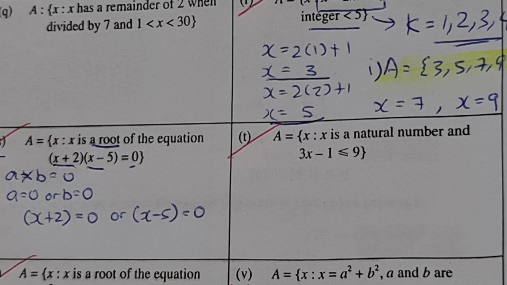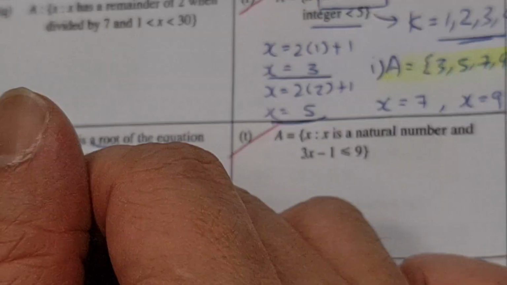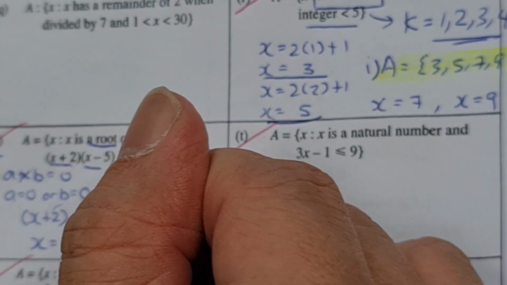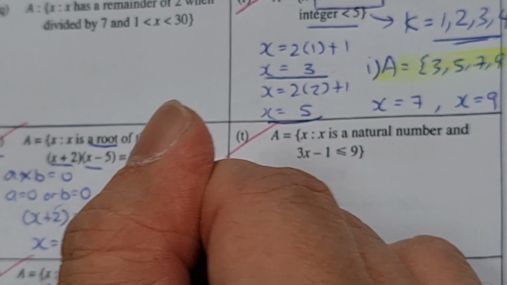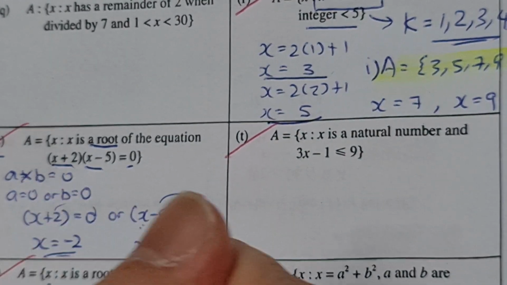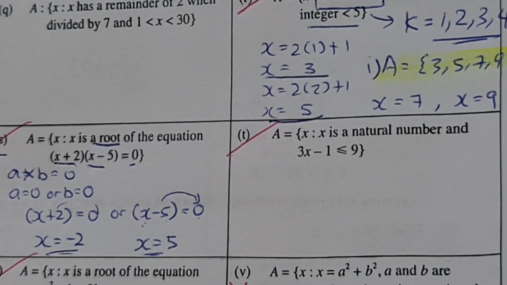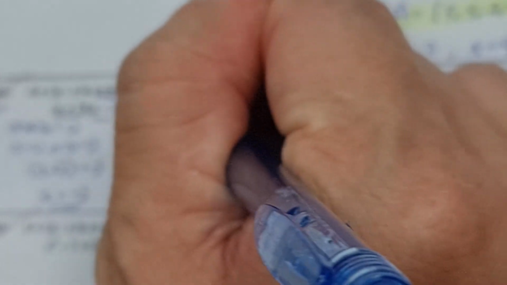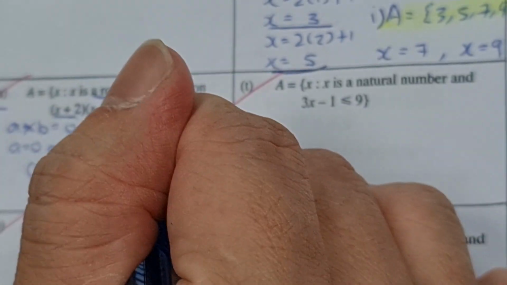So this time this equals 0, so this must be 0 or this must be 0. So x plus 2 is 0, so x equals minus 2. Because you just bring across. x minus 5 equals 0, so therefore x, bring across the 5, will be equal to 5. So these are the two answers. Therefore, A will be equal to {-2, 5}. Answer.